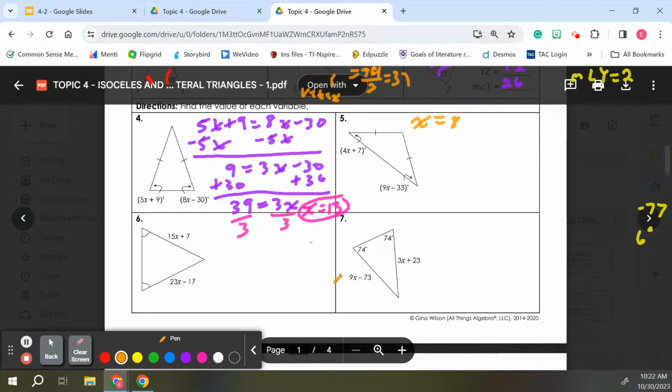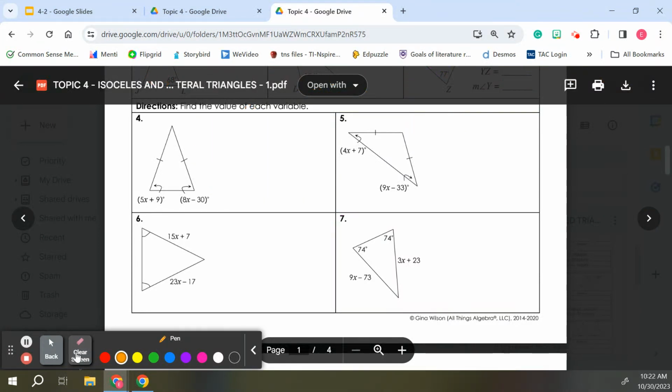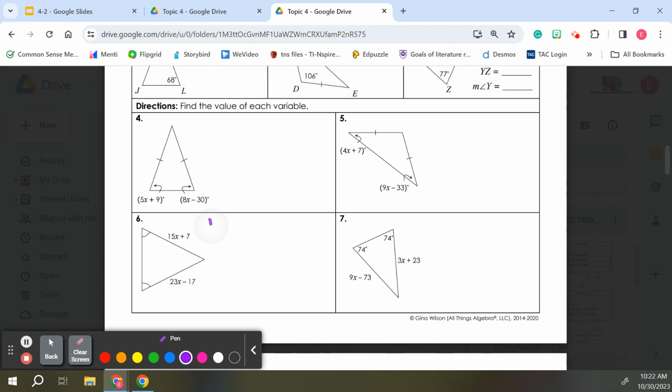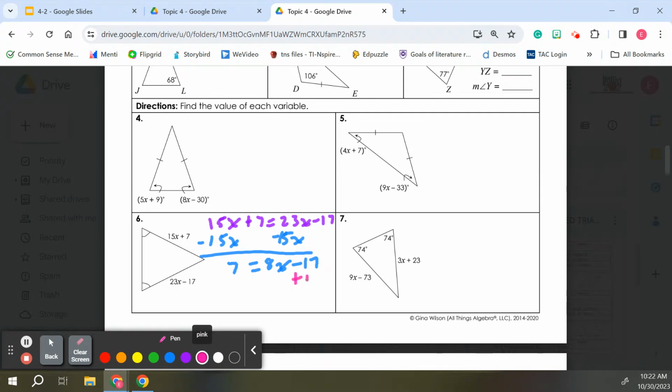All right, let's take a look at number 6. They're telling us we have these congruent angles, which means these sides are equal to each other. So we're going to have 15x plus 7 equals 23x minus 17. I'm going to subtract the 15x from each side. This leaves me with 7 equals 8x minus 17. And then add the 17 to both sides.